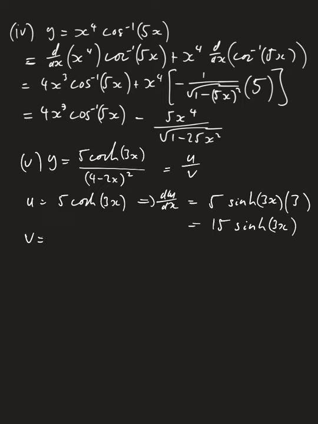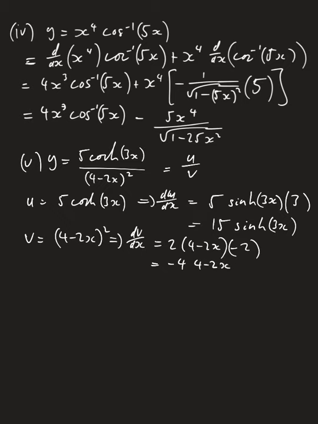v is equal to 4 minus 2x squared. So dv/dx, by the chain rule, I differentiate with respect to the brackets first. I get 2 times 4 minus 2x. And then I multiply by the derivative of what's in the brackets, minus 2. So that comes out to be, I'm going to leave those brackets there for the moment, minus 4 times 4 minus 2x.